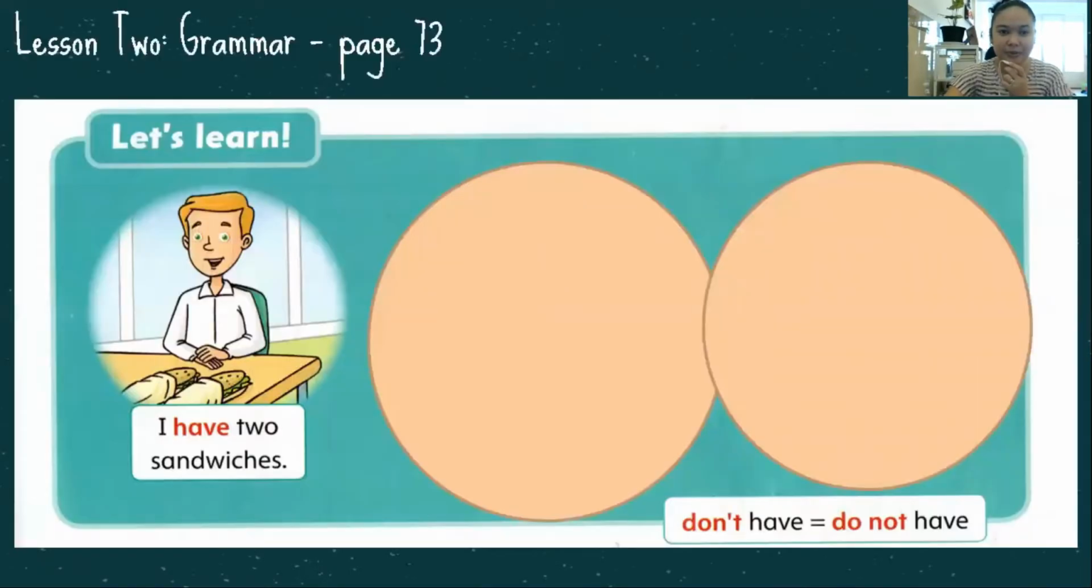Again, turn your student book to page 73. Look at the Let's Learn box. This is Tim. Yes, this is Tim. And what does Tim have on his table? What's on his table? 2 sandwiches. Yes, so let's read this one. I have 2 sandwiches. Okay, that's I have. Now let's move to our next picture.